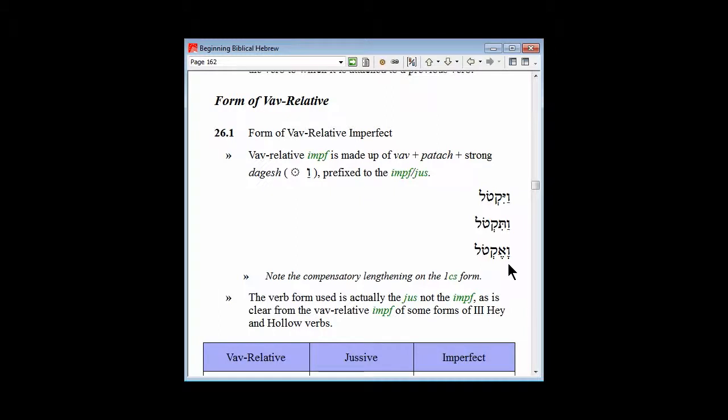vaektol. Now notice here, it's not a patach under the Vav, and that's because gutturals, okay, here's the aleph, do not take the dagesh. Remember this? And so you have a compensatory lengthening of the patach to a qamets to accommodate the guttural. But again, if you look at the Vav here, it's Vav not with the two dots, not with the Shava. It's something different. So when it's something different attached to an imperfect verb form, that's your signal, that's your tell for, okay, we have a Vav relative construction here.